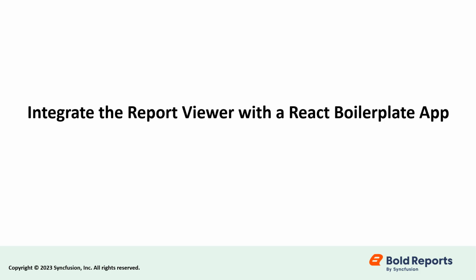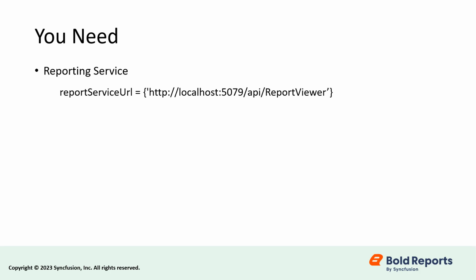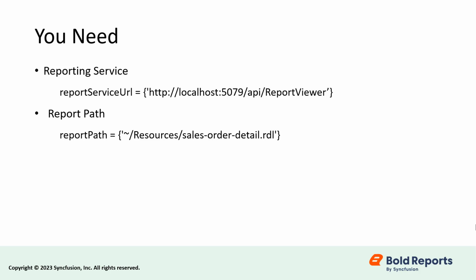Welcome to this video on integrating the report viewer control with a React Boilerplate application to display a sales order detail report. You need to set two items to render RDL reports in the report viewer. Reporting service: this API is used to interact with the server-side report processing. Report path: this API is used to set the path of the report that will be rendered.